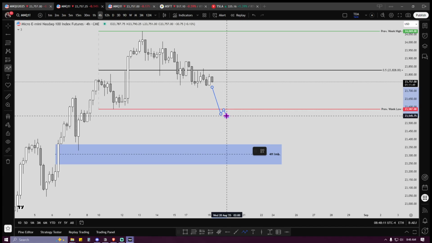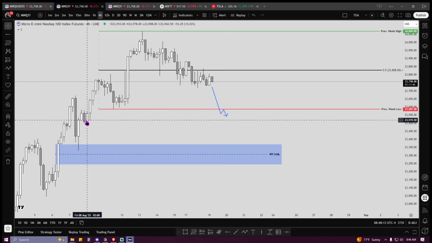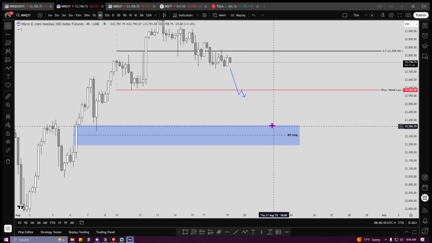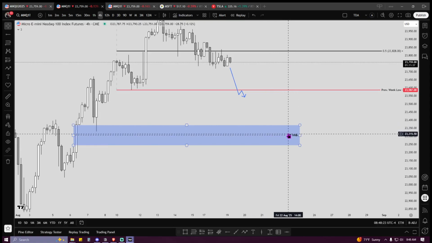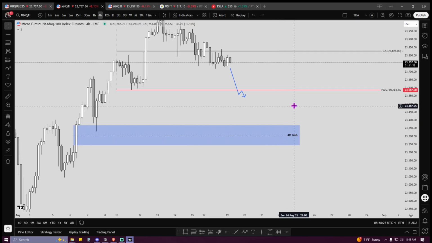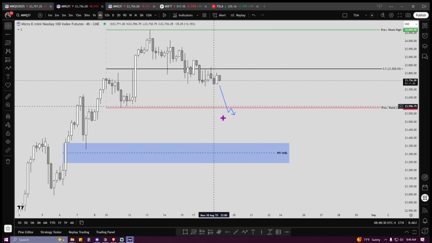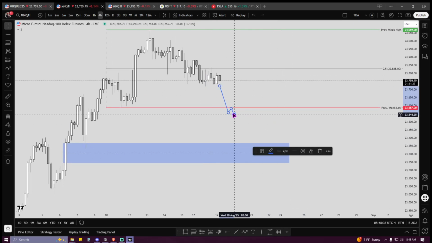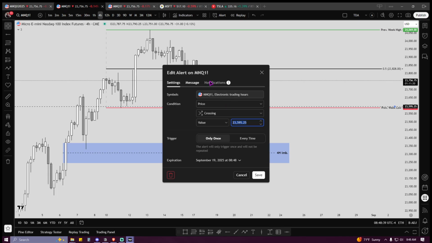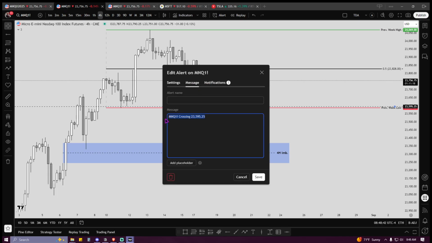And then I would look to take that short, targeting previous lows, and a final draw on liquidity for me would be this 4-hour imbalance, whether that be the top of it or 50%. Some of my final exits would be in this imbalance here. That's pretty much what I'm looking for this week. So I'll just set an alert around previous week low and basically just wait for price to get there. And in the meantime, I would just be playing the time cycles.